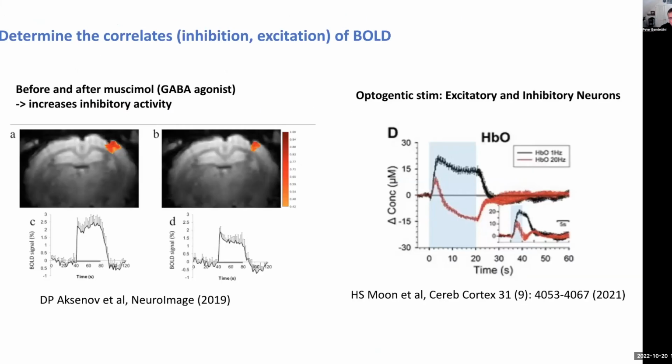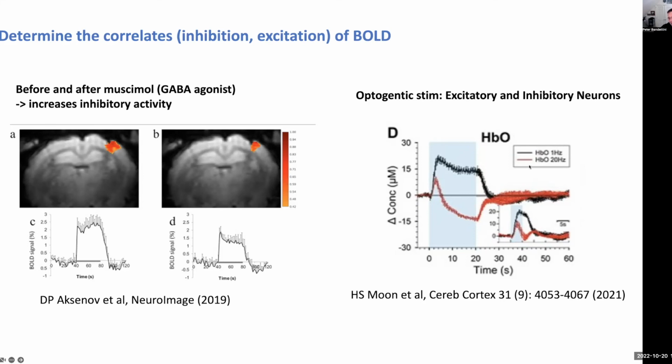Determining the neural correlates of fMRI. I'm not going to dwell on this much, but basically, there are some studies that have looked at applying, for instance, muscimol, which is a GABA agonist, which increases inhibitory neural activity. If they do that, they actually see a huge modulation in the BOLD response. You have much more of a difference between the initial transient and the steady state, and maybe a larger post-undershoot. And Seong-Gi Kim's group just has a paper out on using optogenetics to selectively excite inhibitory neurons or excitatory neurons.